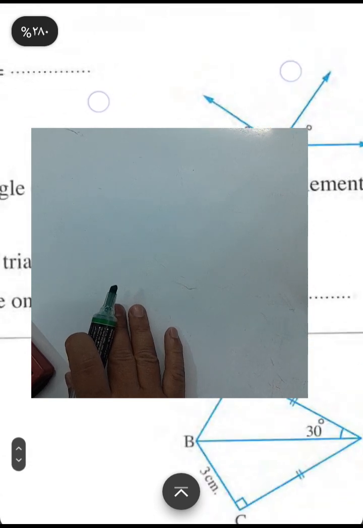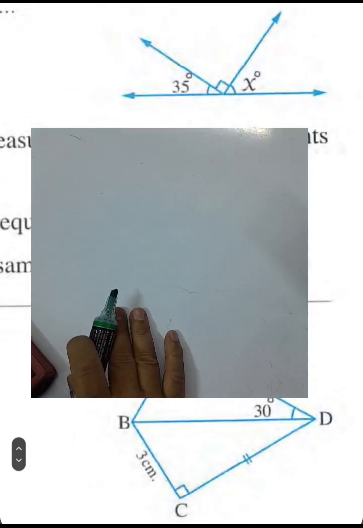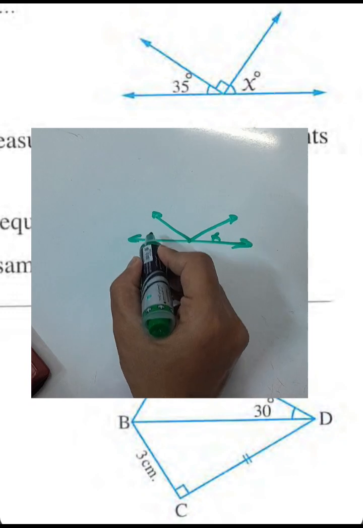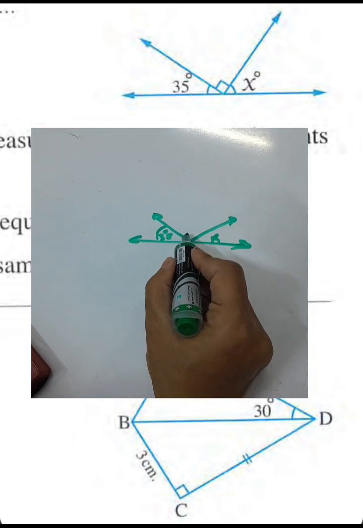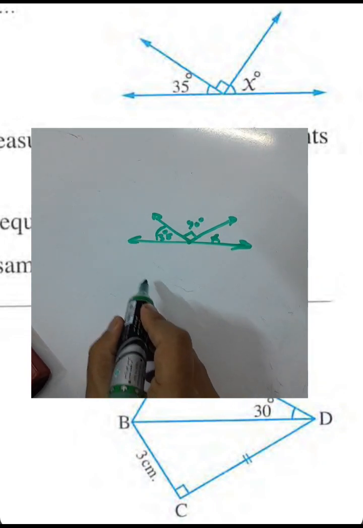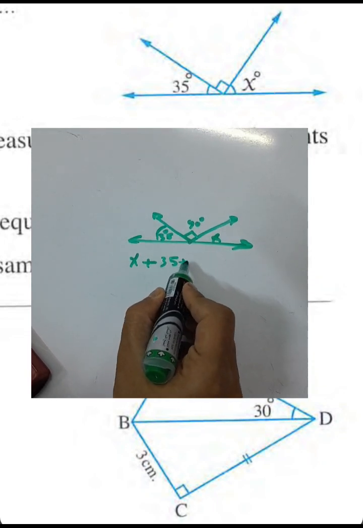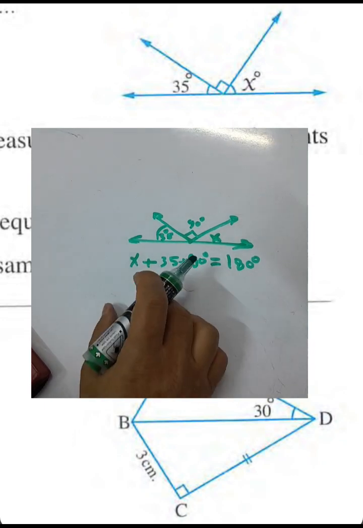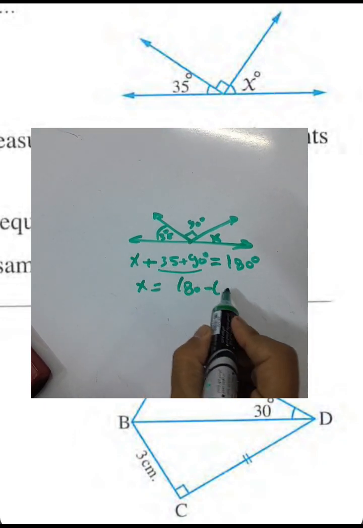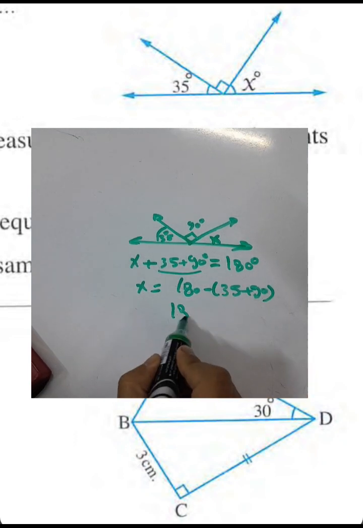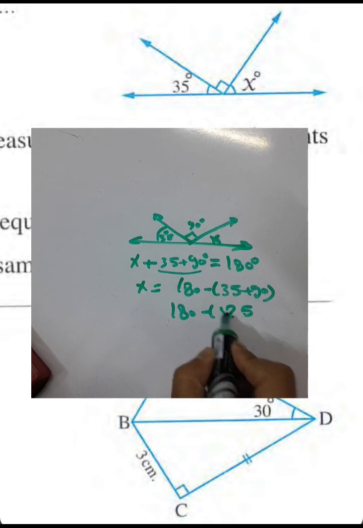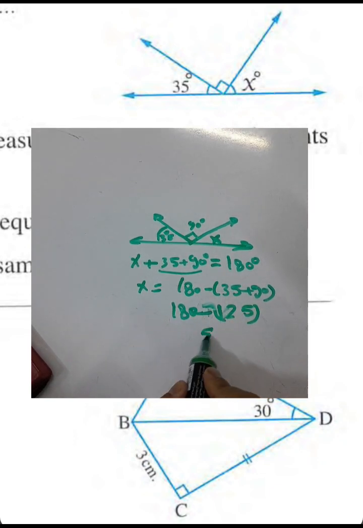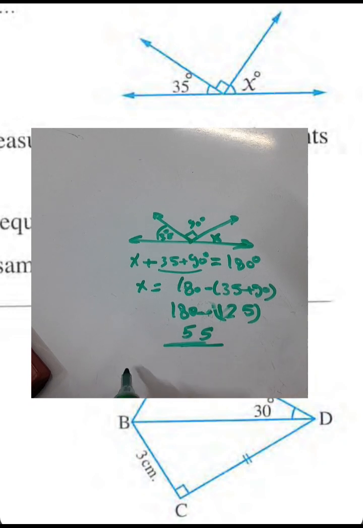Number 2, in the opposite figure we want to find the value of X. Here we have a straight line and we have three angles, the sum of them equals 180 degrees. This angle is X degrees, this angle was 35 degrees, and this angle 90 degrees. Then X plus 35 plus 90 will be 180 degrees. Then we can find the value of X: 180 subtract the sum of 35 and 90. 35 plus 90 equals 125. 180 minus 125 will be 55. The result will be 55 degrees.